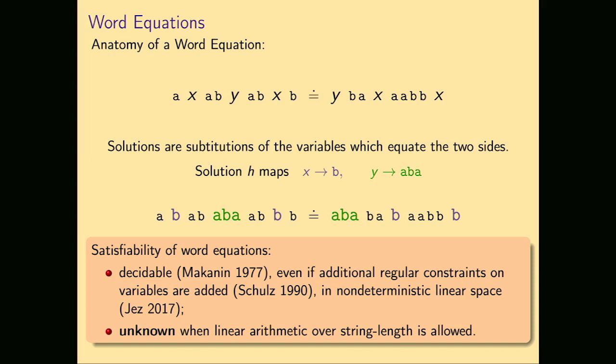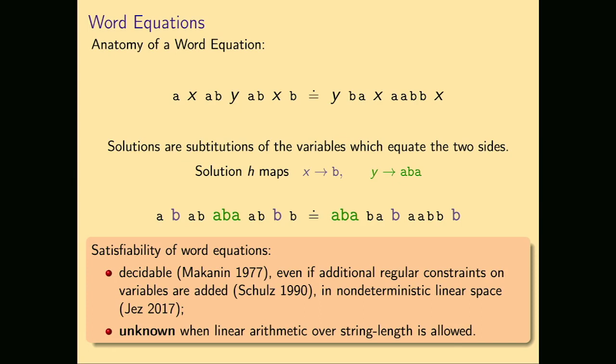It was shown to be in PSPACE by Plandowski, and then this result was further improved by, for instance, Schulz in the 90s, who showed that even if you add additional regular constraints on the variables, you still get decidability. This means, for instance, you can say that X should be in this or that regular language. And finally, Artur Jeż proved in 2017 in a JACM paper the fact that solving word equations can be done in nondeterministic linear space using a technique which is called recompression.